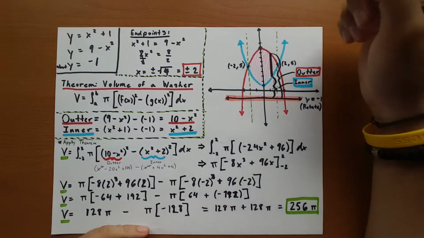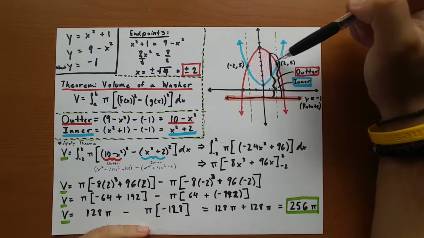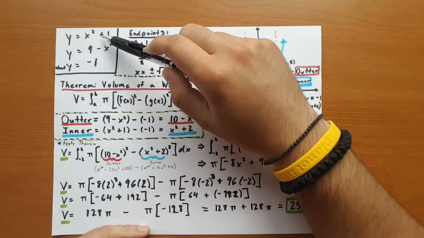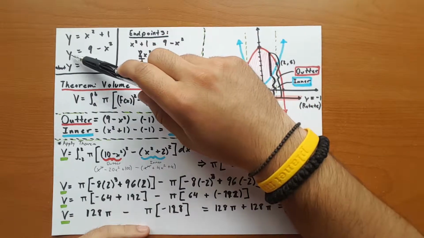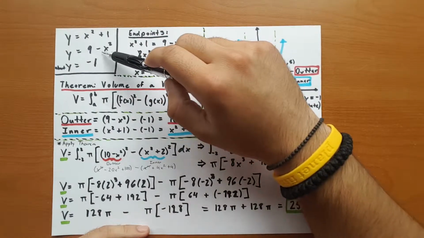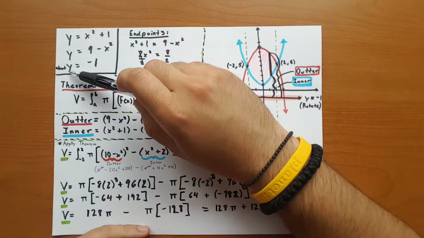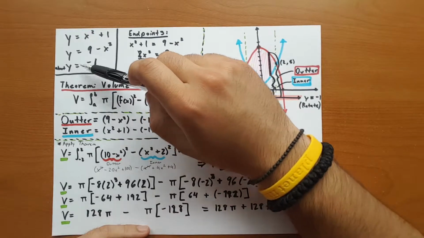So we're given, this is a volume by slicing problem. We're given y equals x squared plus 1, and then we're given y equals 9 minus x squared, so those are two functions that we're dealing with. And they want us to rotate around y equals negative 1.